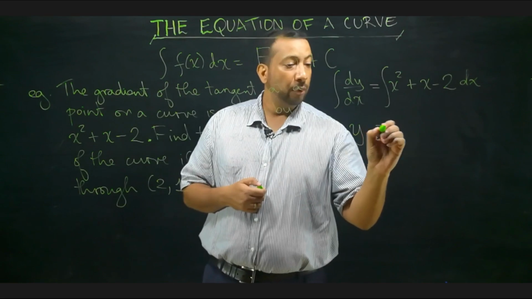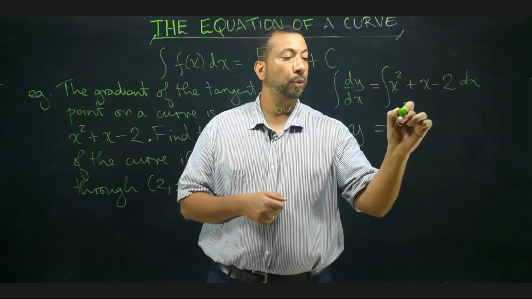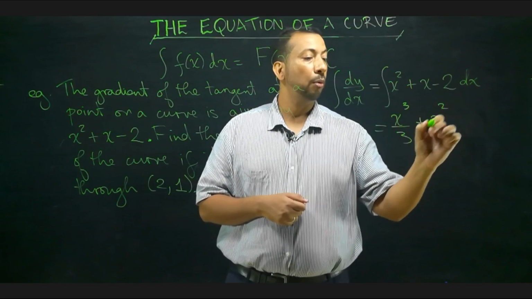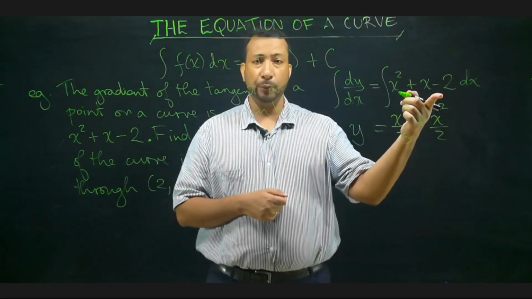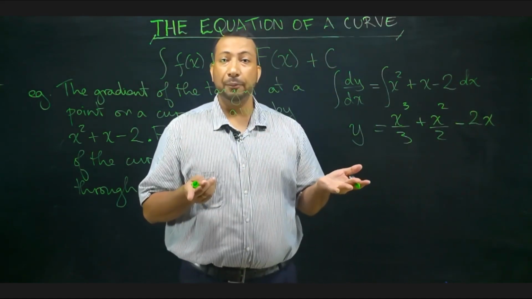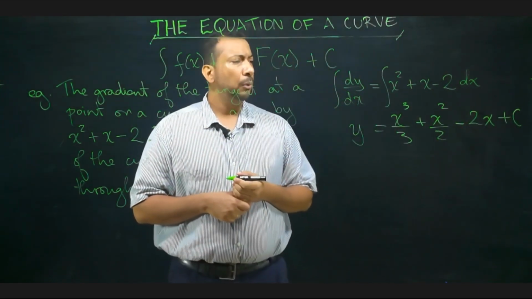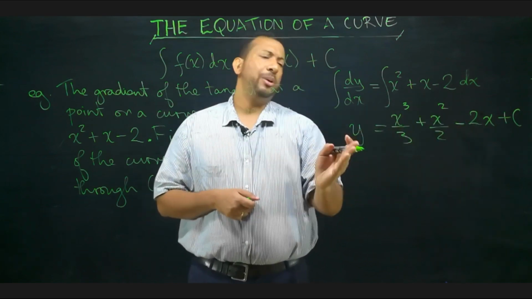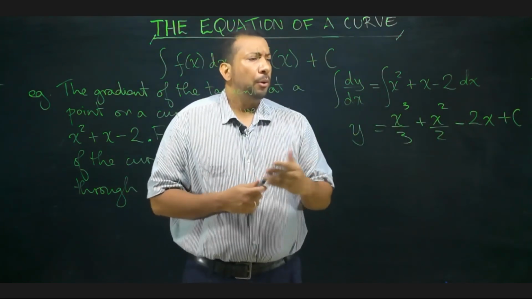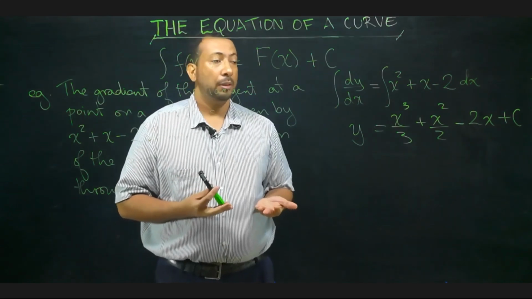So when we integrate now, what's the integral of x squared? That would be x cubed over 3. What's the integral of x? That would be x squared over 2. And what's the integral of negative 2? That is simply minus 2x. And what is left here? Plus c, plus my constant. So I almost have the equation of the curve, right? The only thing missing is this c. How can I find that c?